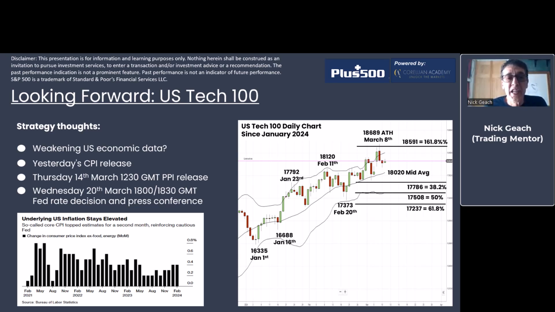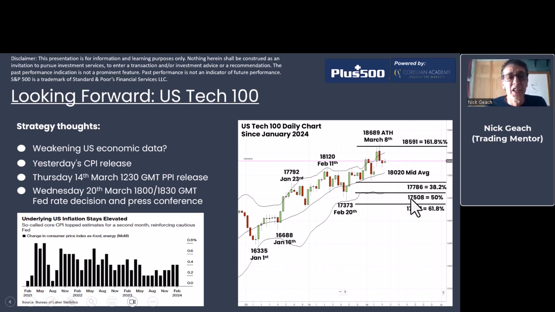If we look at the US Tech 100 here, I put in a Fibonacci retracement from the low this year on Jan 5th at 16,335 to the high just this past Friday at 18,689. If prices do start to correct, our first retracement support, the 38.2%, comes in at 17,786, with the 50% retracement just above 17,500, and then the 61.8% retracement support at 17,237. So if a correction does start to develop on the heels of a more hawkish Fed, these are potential support areas I'll watch very, very closely.